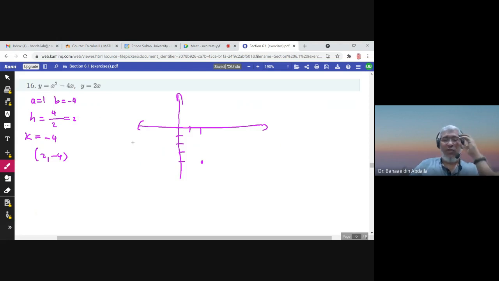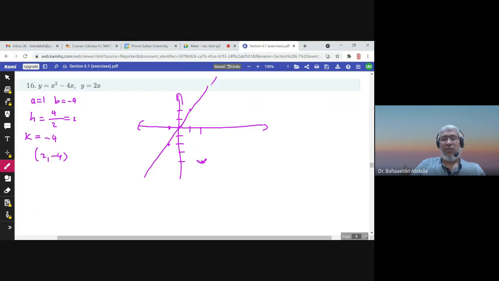Coefficient of x squared is positive, so it opens upwards. Okay, and the line y equals 2x. It passes by 0, 0. If x is negative 1, then y is negative 2, okay? And if x is 1, then y is 2. So this is the graph of this line.